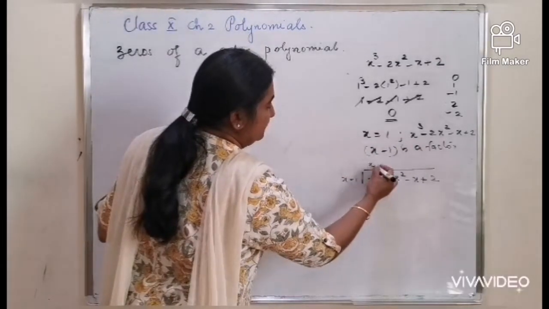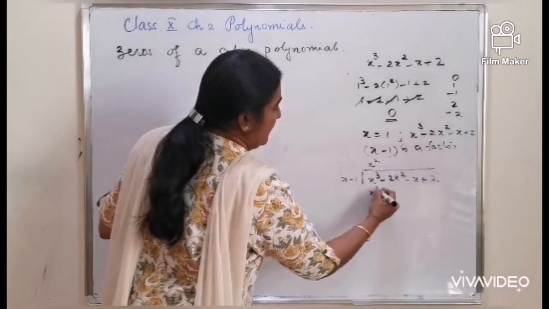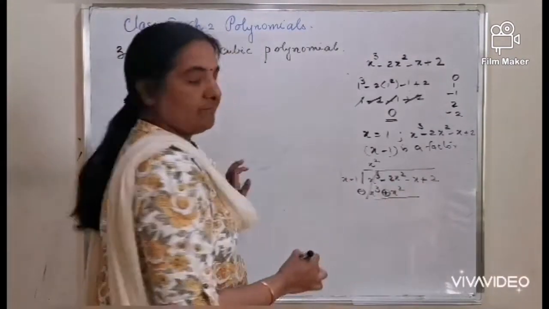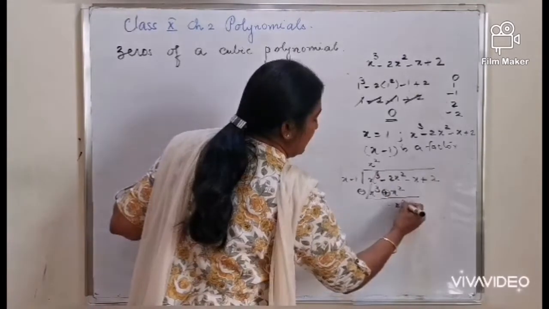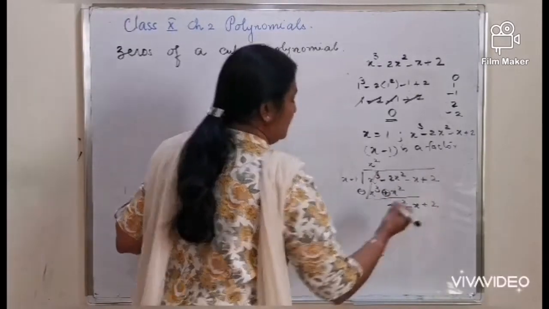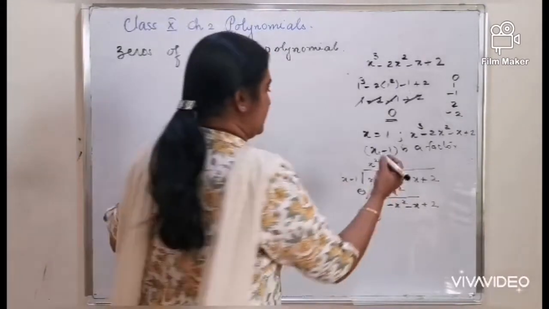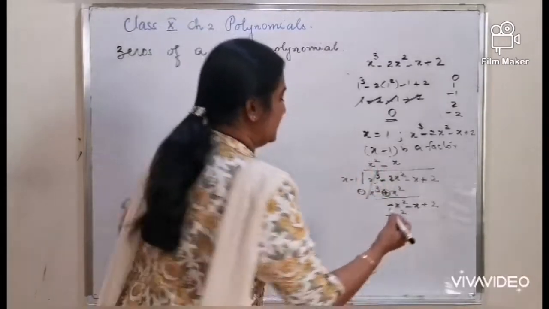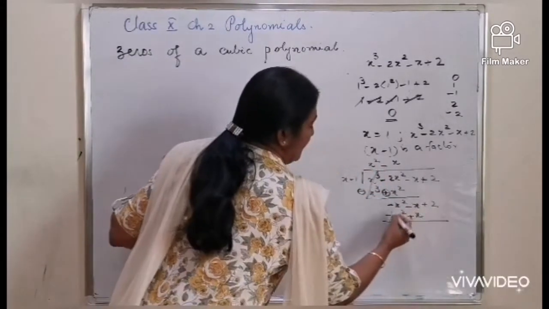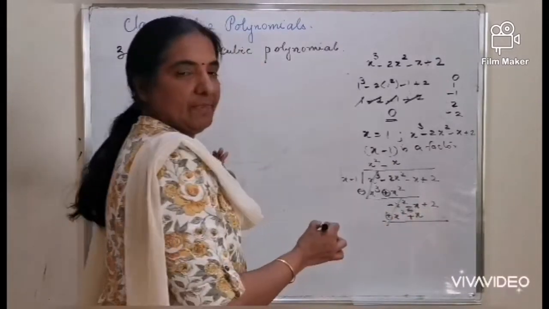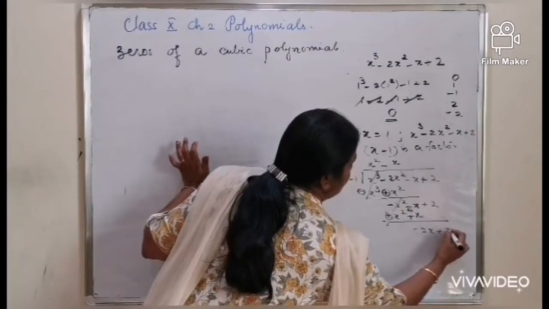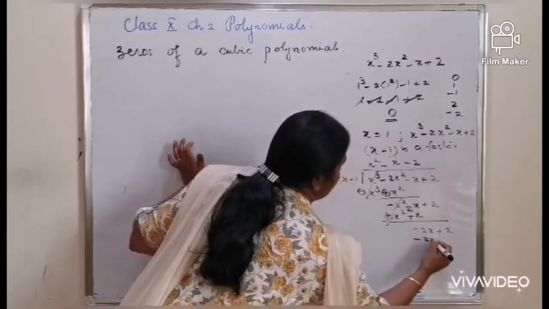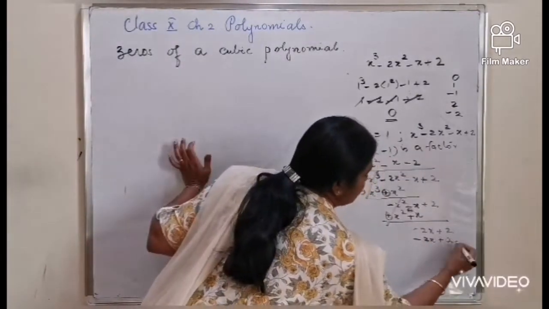By long division, x cube by x, x square, x cube minus x square. Minus 2x square plus 1x square is minus x square, minus x plus 2. Minus x square by x is giving you minus x. First term remains the same. Minus 1 into minus x is plus x. Change the sign, change the sign. Minus 2x plus 2 is giving you minus 2x by x is minus 2. Minus 1 into minus 2 is plus 2.